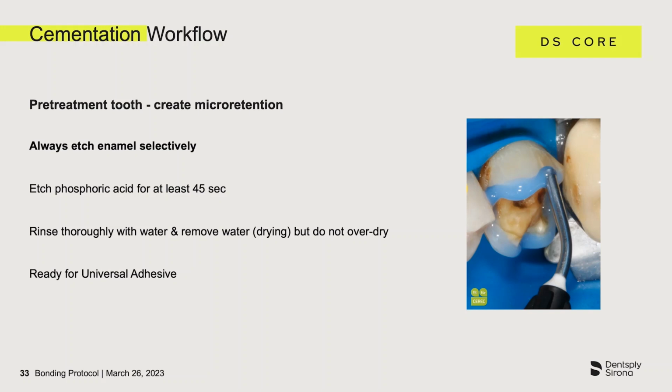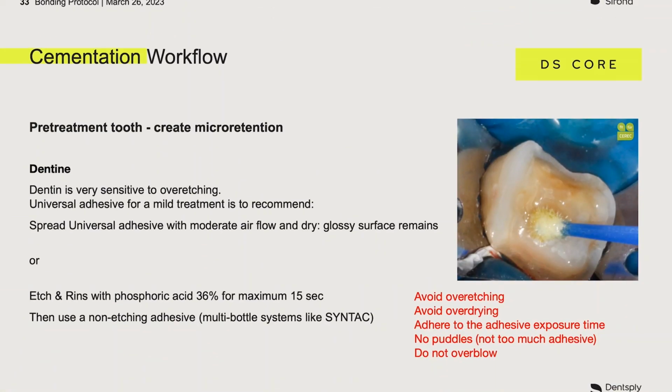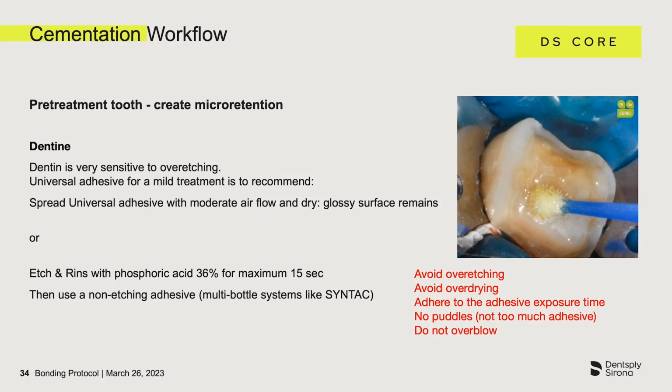After removal, the tooth should be dried out but not over-dried. Now the tooth is ready for the application of the universal adhesive. As mentioned earlier, dentin is very sensitive to over-etching. Therefore, the use of a universal adhesive is highly recommended. The adhesive is massaged onto the dentin and enamel according to the manufacturer's instructions, and then thoroughly blown with a moderate airstream until a glossy surface is left behind.